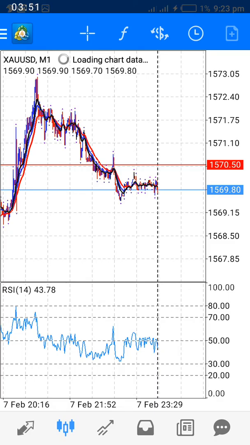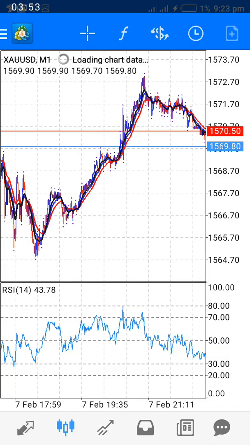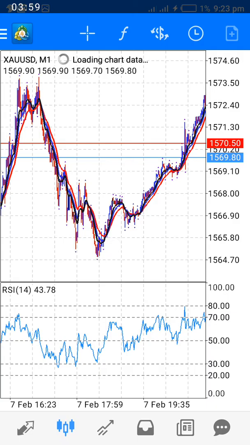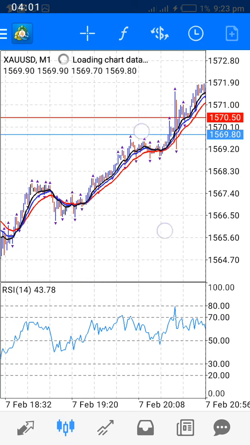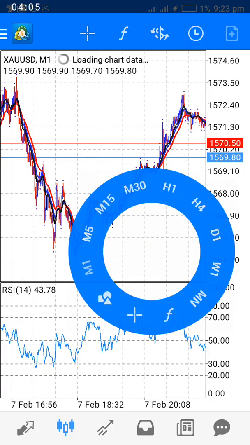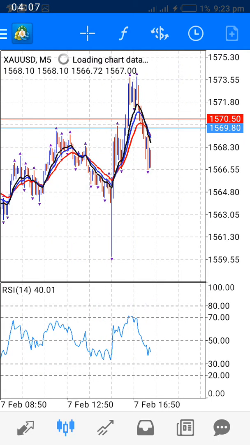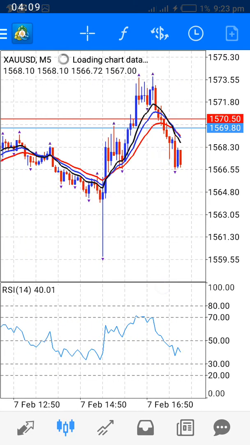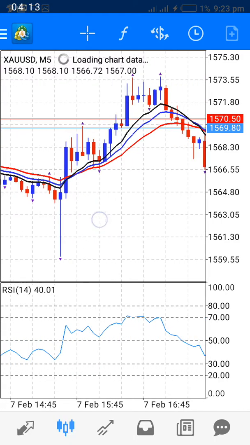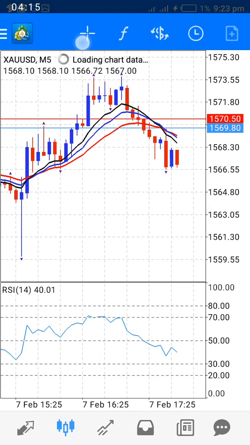Look at the third one. This is what is called the trading chart. We have the 1 minute time frame. Each candle represents 1 minute. Every 1 minute there's a candlestick formed. This is the 5 minute time frame. Can you see the time frame? Can you see this long candle that went up? This long candle went up to this particular place.